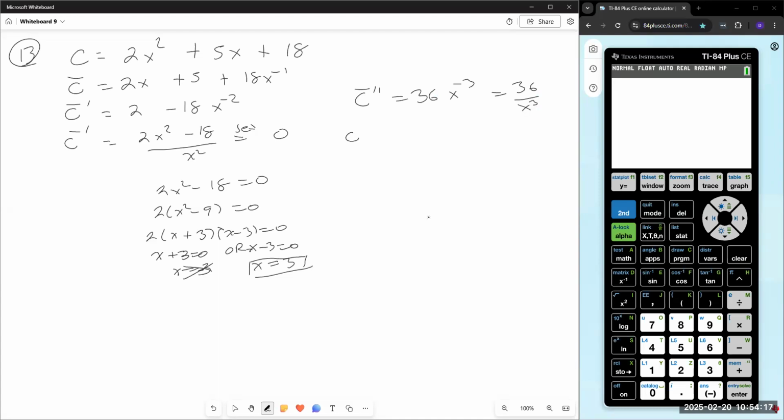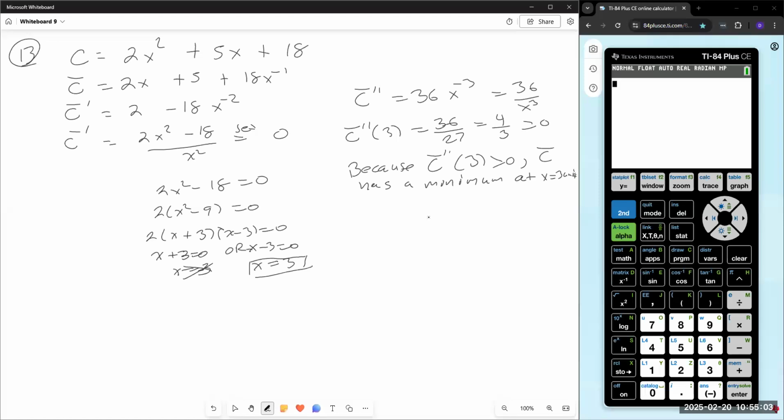So C bar double prime of 3 is 36 over 27, which is 4 over 3, which is greater than 0, which is all I care about. So because C bar double prime of 3 is greater than 0, C bar has a minimum at x equals 3 units.